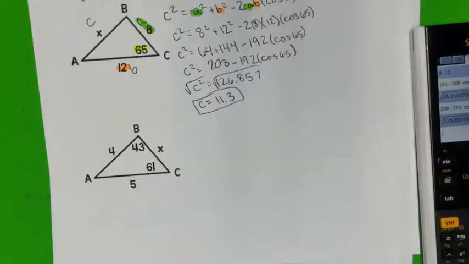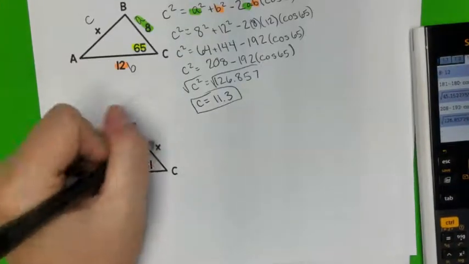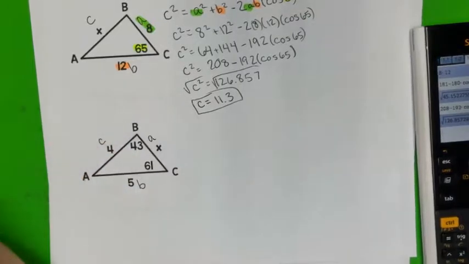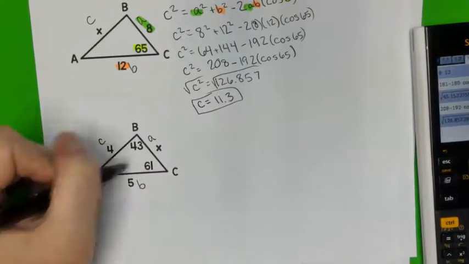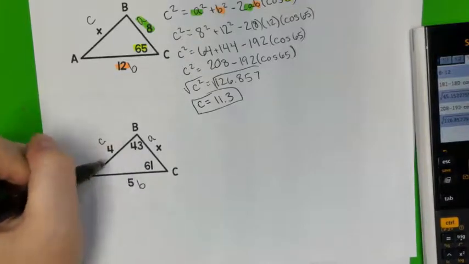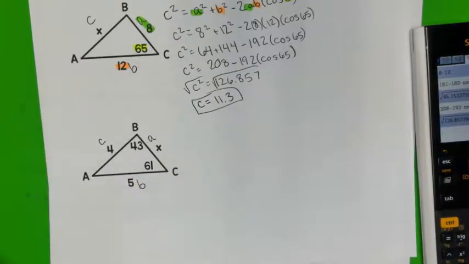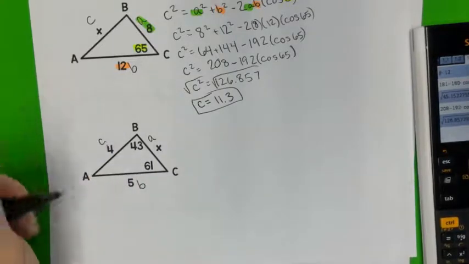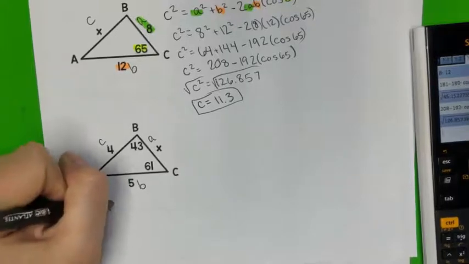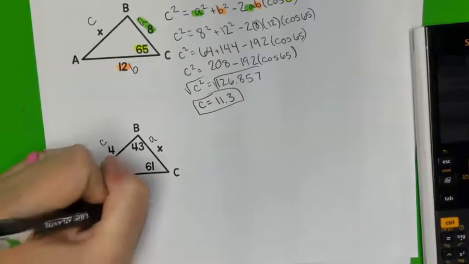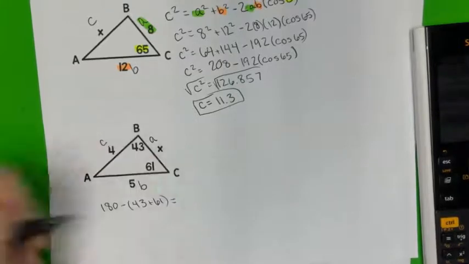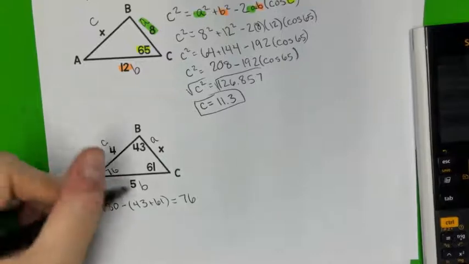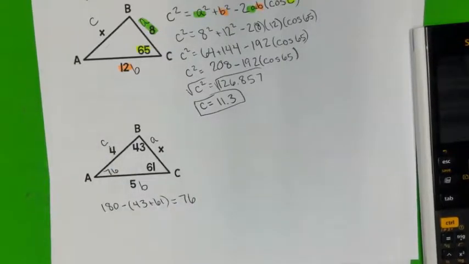Hopefully you noticed that we are looking for side A. Here's side C and side B. We've got to figure out what this angle is. We don't really care about these angles because we need this side and this side to solve for the opposite, or this side and this angle. So our first step is taking 180 and subtracting 43 plus 61. When we do that, we get 76. So this angle is 76 degrees.